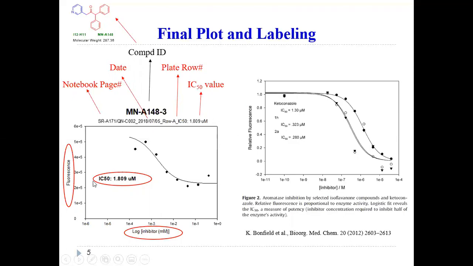We want to put the IC50 in two places. You see down here, we put this on the graph itself as well. We also want to put it inside of the subtitle so that it's in two places and easy to see. We also want to label the axes. The x-axis gets labeled as log inhibitor of millimole, in square brackets, and the y-axis gets labeled as fluorescence.